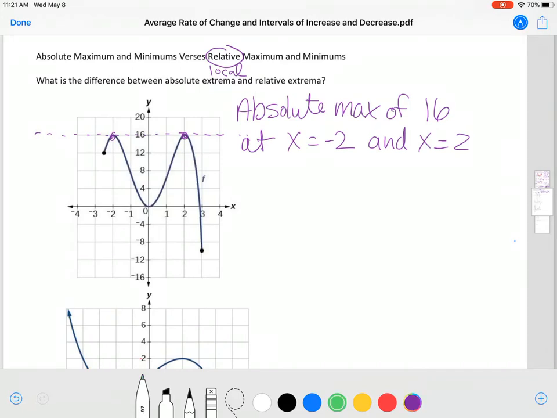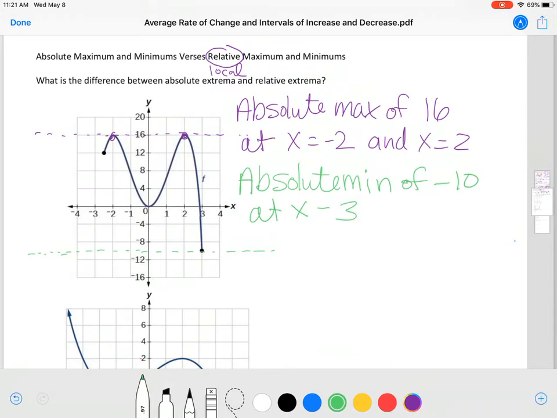Now the absolute minimum value, if I look at the whole entire graph, where it is the lowest on that graph would be right here at this dashed green line. So I would say we have an absolute minimum of -10 at x equals 3.